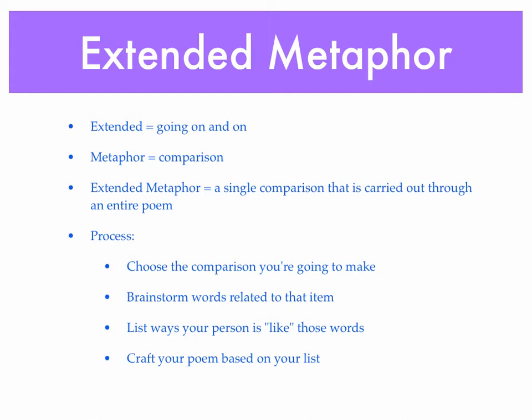You do not write, "My mother is like a diamond for this reason," and then two lines later write, "My mother is like the sun for this reason." Instead, you choose one item and compare your mother to that item throughout the entire poem. Now, the process for creating your extended metaphor poem is to first choose the comparison you're going to make, then brainstorm words related to that item. Once you've got a good list, list the ways your person is like those words, and then use both of your lists to craft your poem.